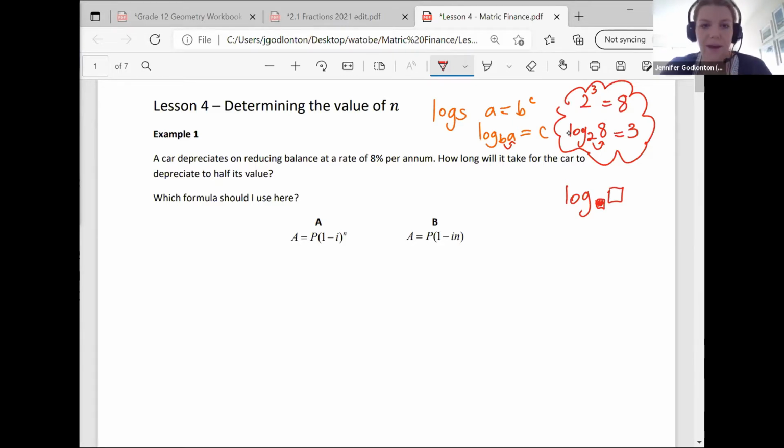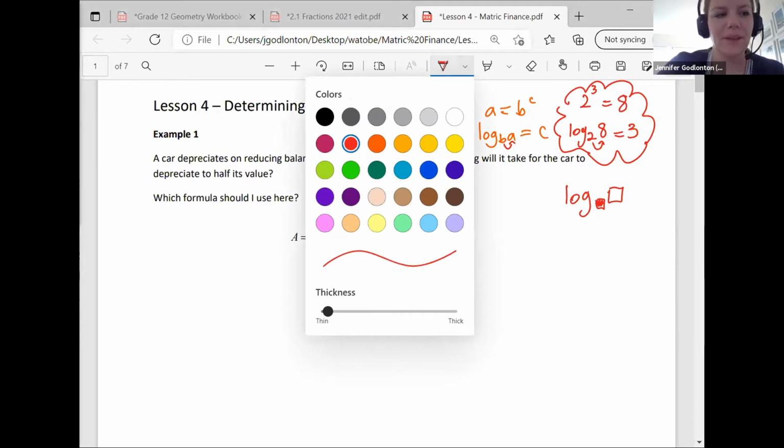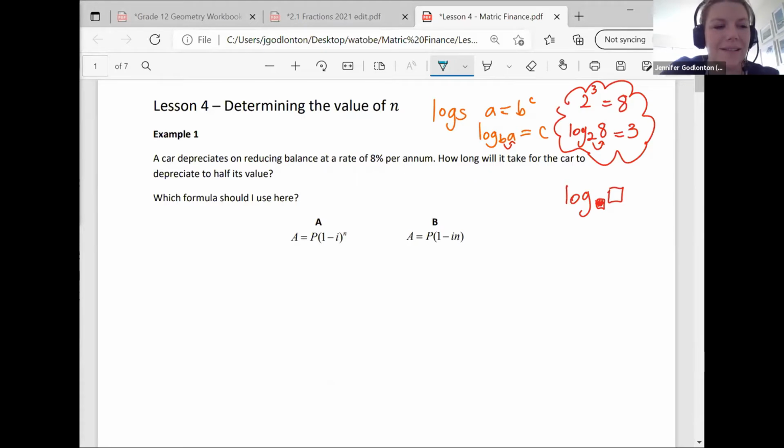First question: a car depreciates, so it's losing value, on a reducing balance at a rate of 8% per annum. How long will it take for the car to depreciate to half its value? Which formula should I use here, A or B? Vote in the chat. Reducing. Okay, we've got our first answer. Let's see if everyone agrees. Okay, we've got some A's coming in.